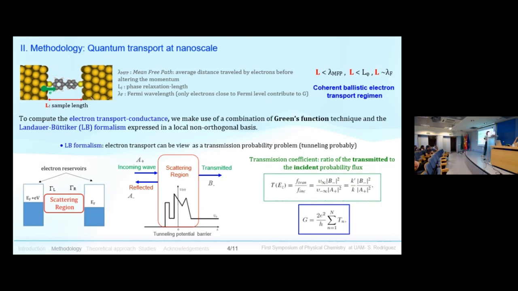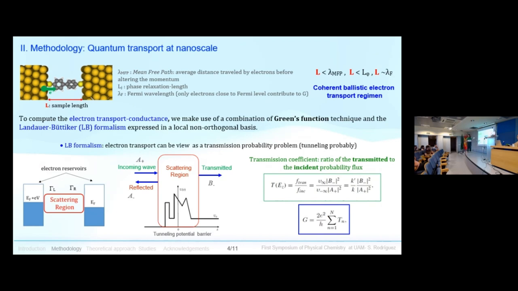The Landauer-Büttiker formalism helps to treat the electron transport as a transmission probability problem. So the electrode acts as an ideal electron reservoir in equilibrium, and the central region is formed by the molecule and several layers of the metal that form the electrode, for example. And we have the scattering region, which can be viewed as a tunneling potential barrier, and it's basically to apply the tunneling effect to the problem.